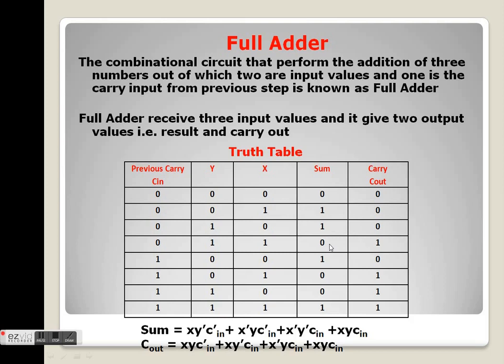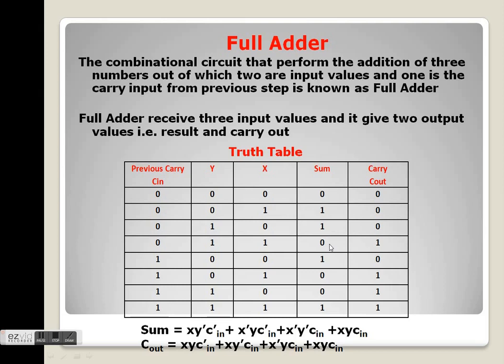Okay, so the full adder will receive three input values, and it will give two output values, which are the sum or the result, and the carry. Students, let's now make the truth table of full adder. As we know that full adder has three inputs and it gives two outputs, so we'll have 5 columns in the table, and the values of the inputs are represented as X, Y, and C in, and the values of the outputs are represented as sum and C out. C out represents the carry output.